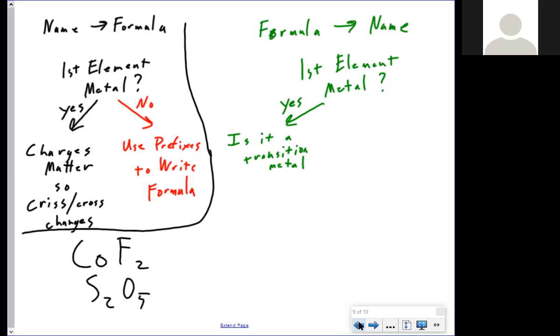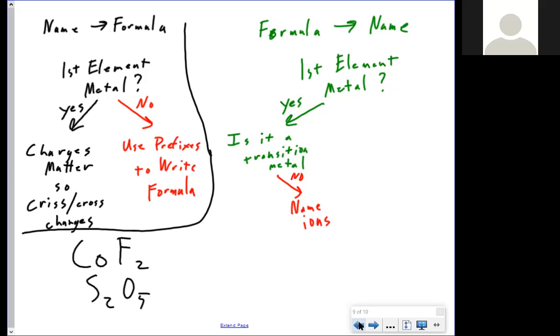If the answer is no, that's easy. You just name your ions. You don't have to put anything special. You don't need a Roman numeral. You don't need Greek prefixes. You just name your ions. NaCl, sodium chloride. Done.